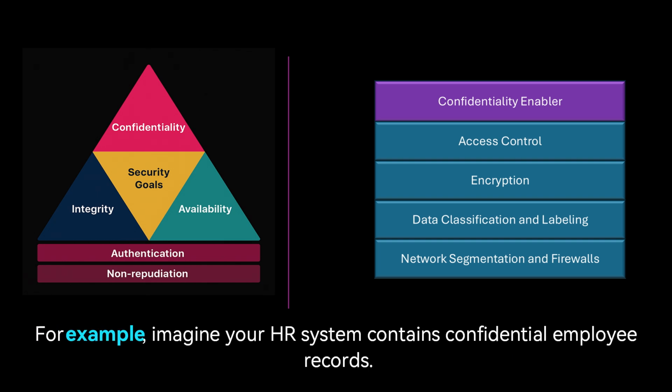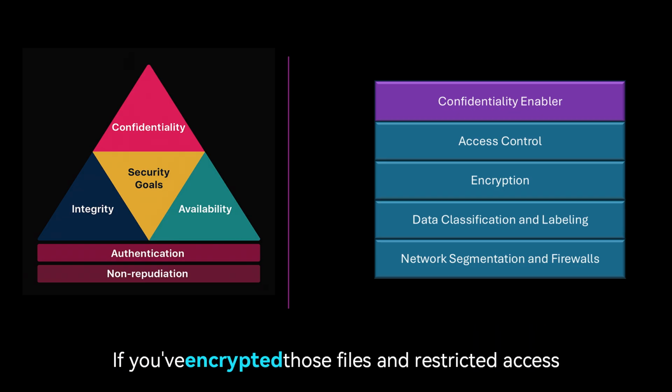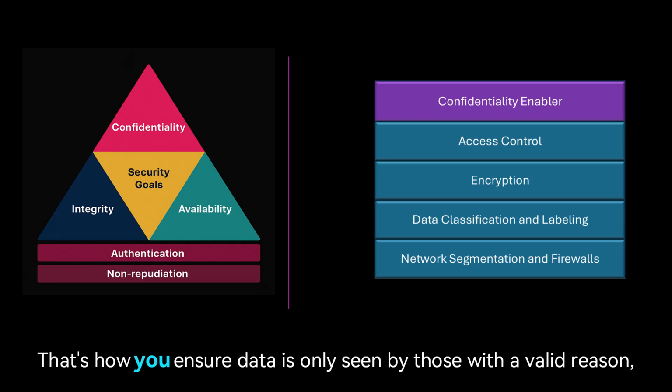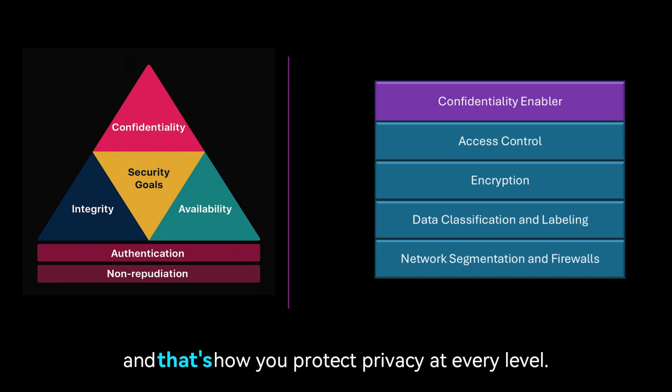For example, imagine your HR system contains confidential employee records. If you've encrypted those files and restricted access so only HR staff can view them, you've put confidentiality into action. That's how you ensure data is only seen by those with a valid reason, and that's how you protect privacy at every level.